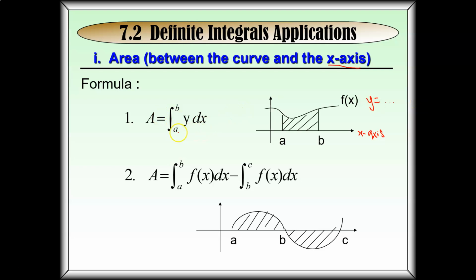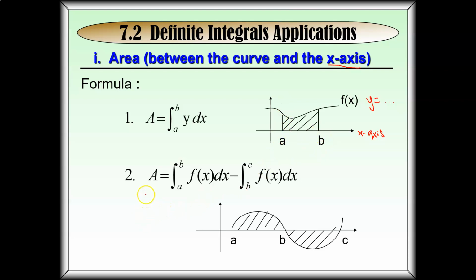So it will start from a to b. Remember, a is always the smallest value, a to b. Okay, this is the very basic formula for the area involving one curve and the x-axis. The area is between them, enclosed by the definite integral from a to b.